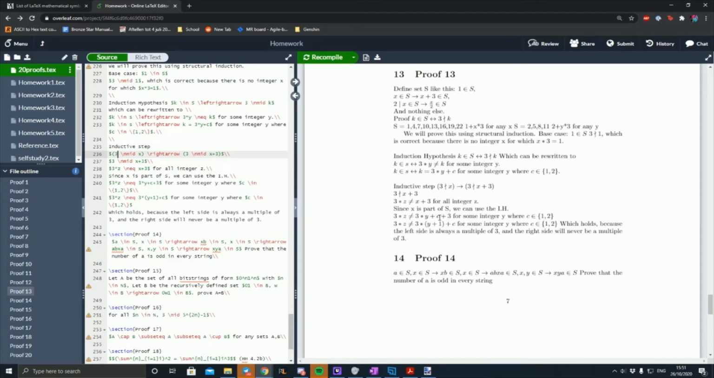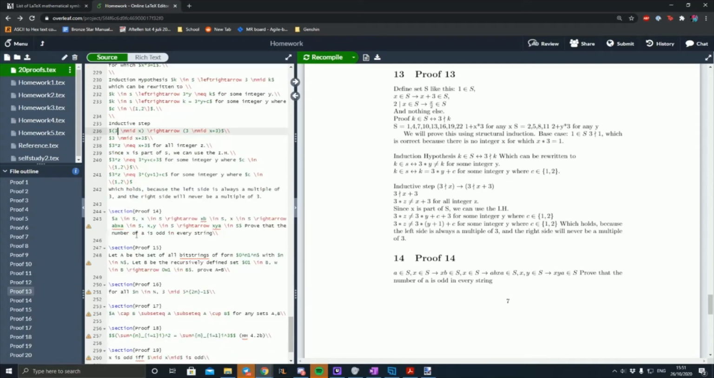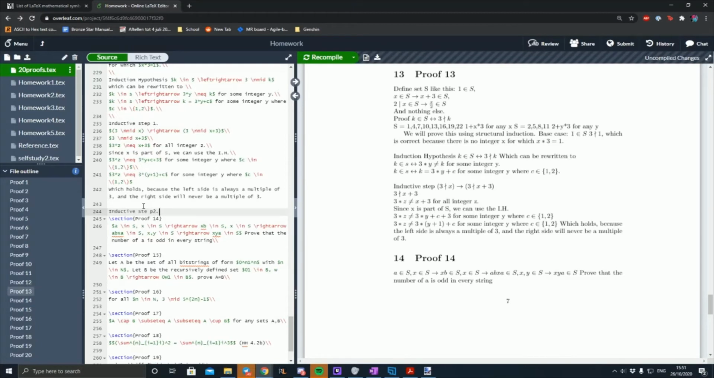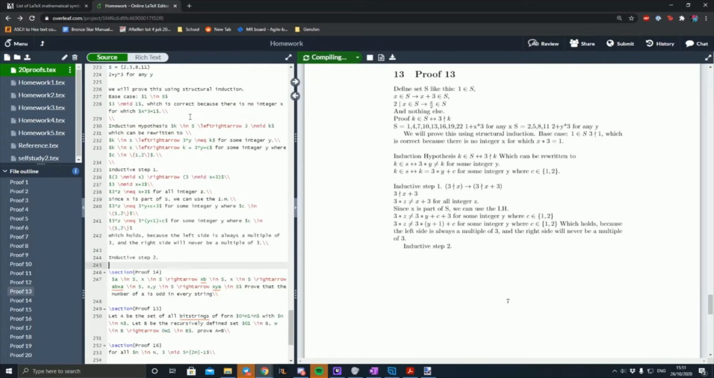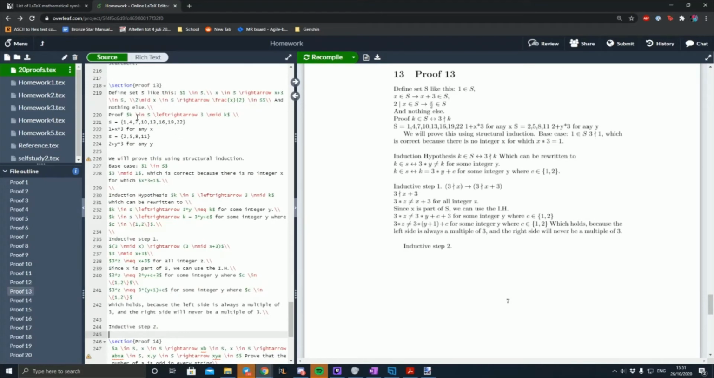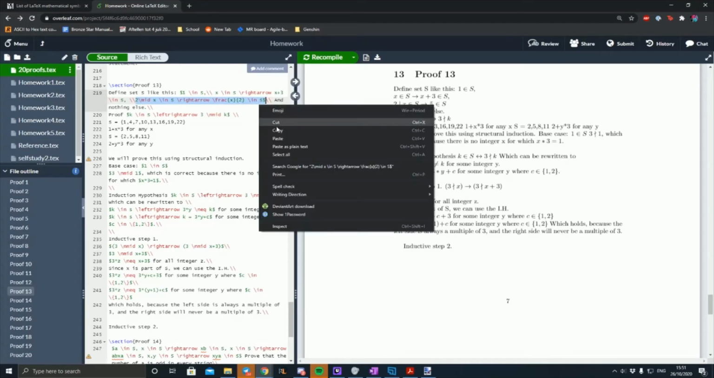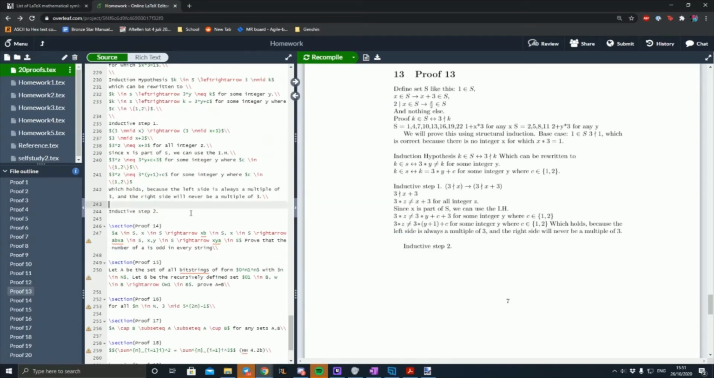Okay. So here I'll say inductive step 1, and then I'll add here inductive step 2. And here we can say that, let's see. So this is what we want to have. So if I put this down here, let's see, recompile.